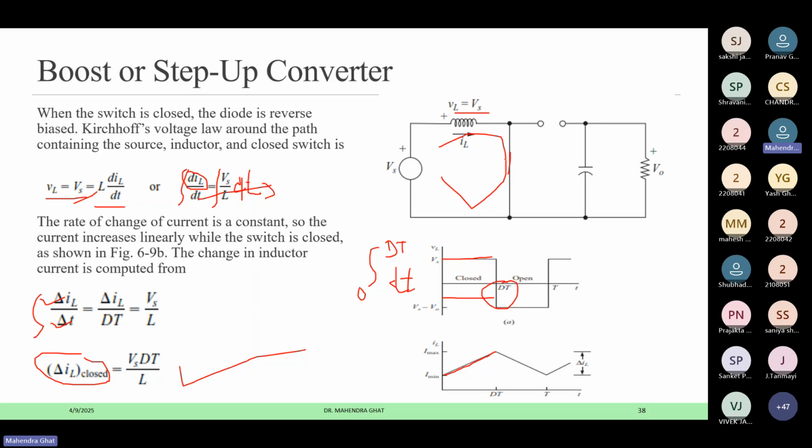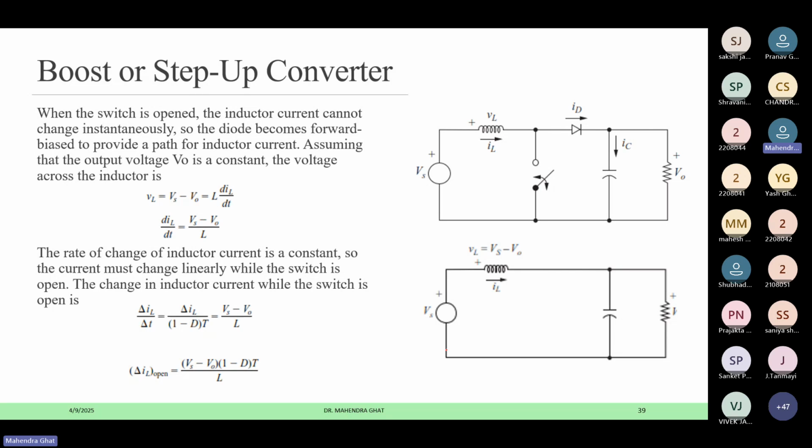Now when the switch is open, this will get open here and this will get closed here. At that time you can see the voltage across this inductor is Vs minus VO, and as the voltage is in the reverse direction, it will try to pull down the current. So the same thing we will apply here. The switch is open, so this path is open, and the diode is forward biased and is shorting the path, and the inductor voltage is Vs minus VO. So VL is equal to Vs minus VO, which is L dIL by dt.